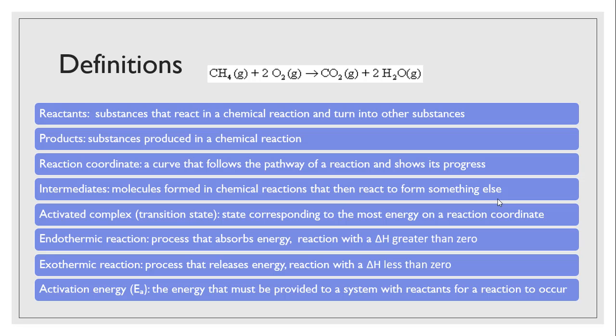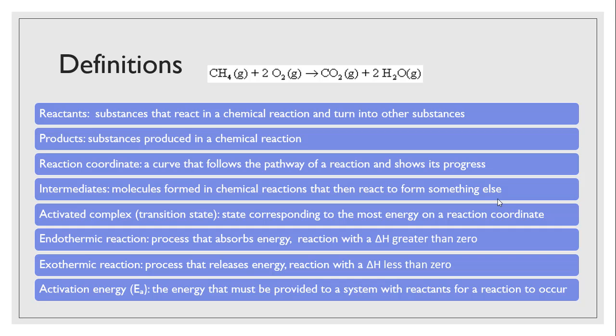So here are some definitions of the things that we were asked to show. They're mostly just reviewed to make sure that we know what corresponds to what. So reactants are the substances that react in a chemical reaction and turn into other substances. They will be on the left. So here in this specific process, they're CH4, which is methane, and then the two O2s, which is molecular oxygen.